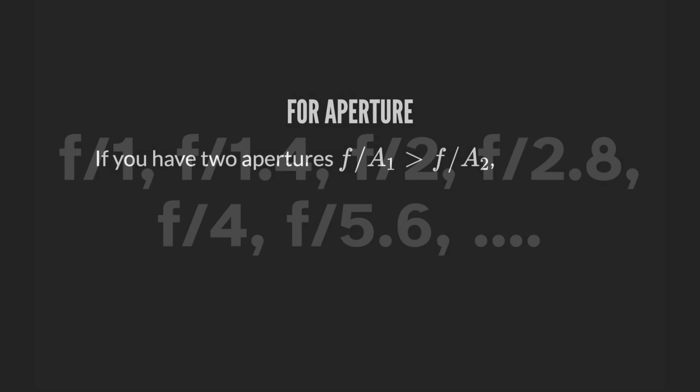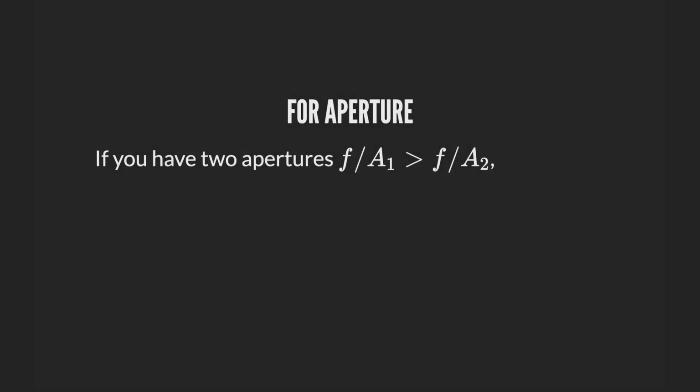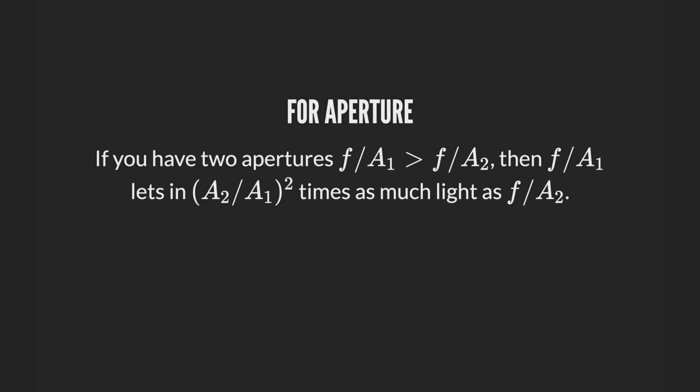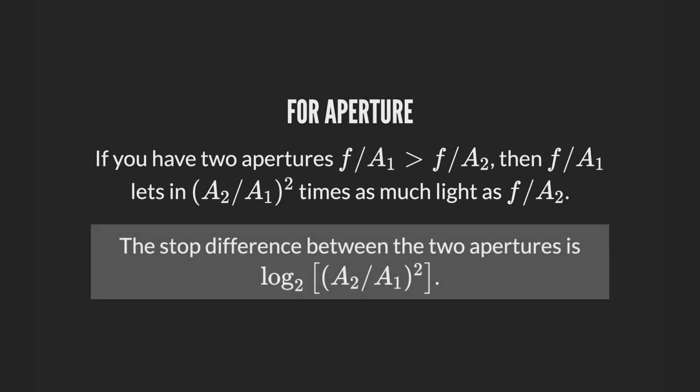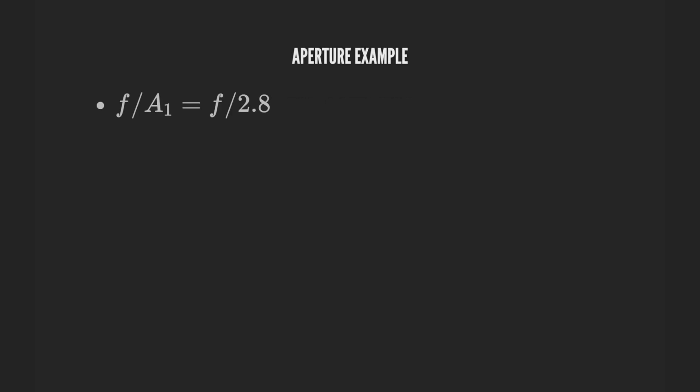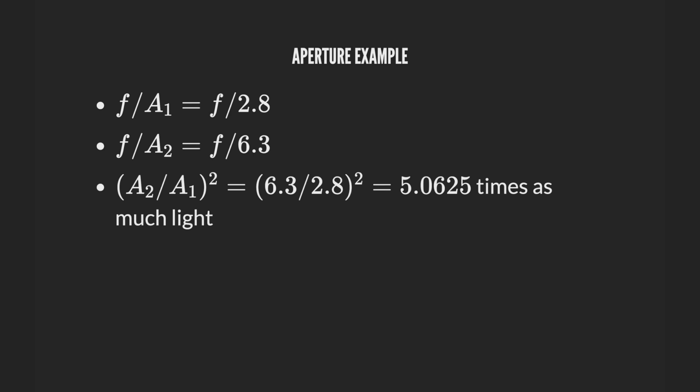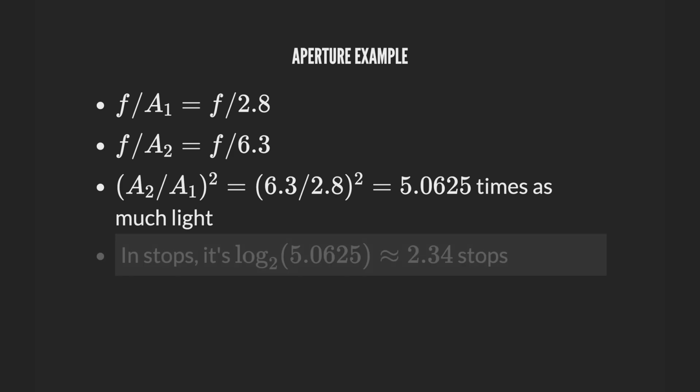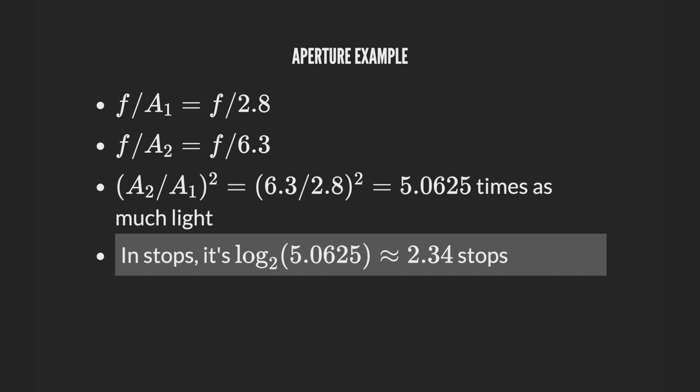Anyway, that means that if you have two apertures FA1 greater than FA2, then FA1 lets in A2 over A1 squared times as much light as FA2, and hence the stop difference between the two apertures is log 2 of A2 over A1 squared. For example, the aperture f2.8 compared to f6.3 lets in 6.3 over 2.8 all squared, or 5.0625 times as much light, all else being equal. And that's a difference of log 2 of 6.3 divided by 2.8 all squared, or about 2.34 stops.